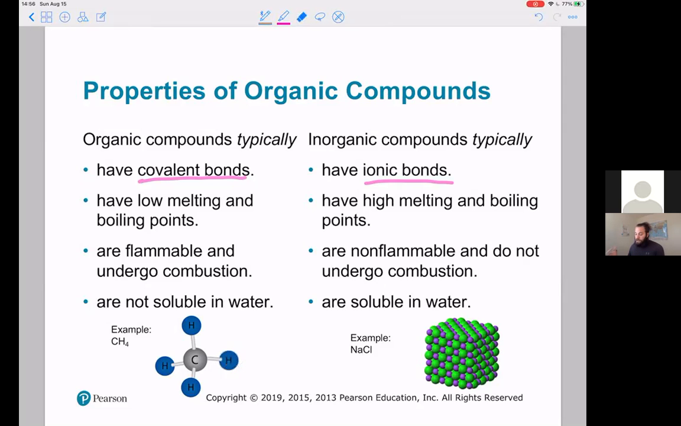And on the flip side, mostly our ionic compounds are soluble in water, right? Ionic compounds are made up of those ions. They can be dissolved into water or other polar solutions.